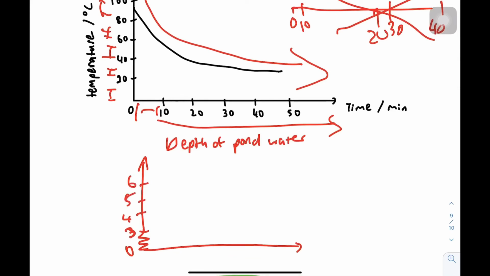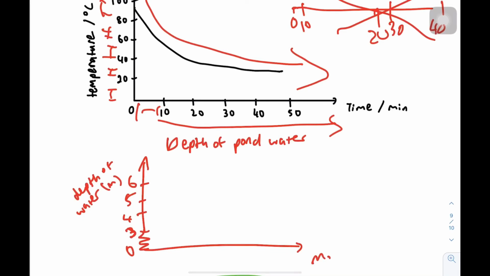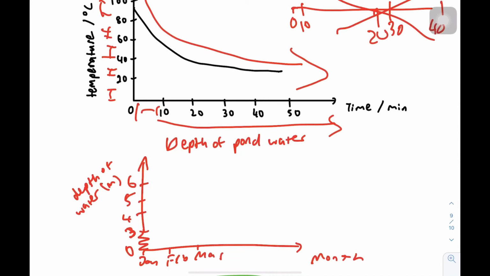Of course, I should also label my axis so you actually know what I'm talking about. This is depth of water in meters, and this is month. January, February, March, April. That was a big gap. April, May, June. So maybe it's here, here, here, here, here.